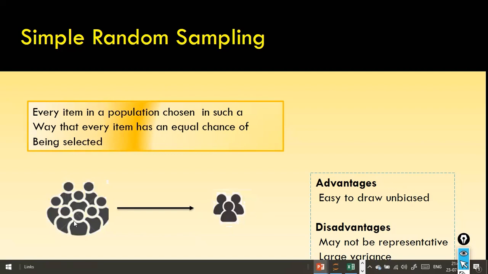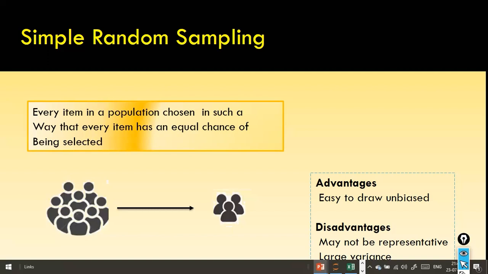But when you close your eyes and randomly select, the sample may not be representative. It may not cover all the segments. Like in the previous example, high income group, medium income group, low income group. If you close your eyes and pick, there could be a chance you might pick names from the high income group only. Hence, it may not be representative. There will be a huge variance, but it is very easy to draw. It is unbiased because it is already shuffled, to make sure everyone has an equal chance of being selected. You close your eyes and randomly pick. Very easy to draw and unbiased.